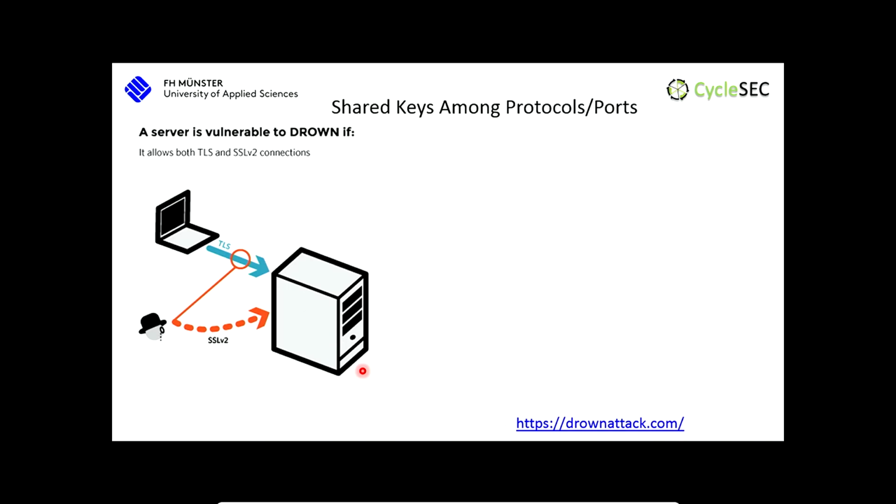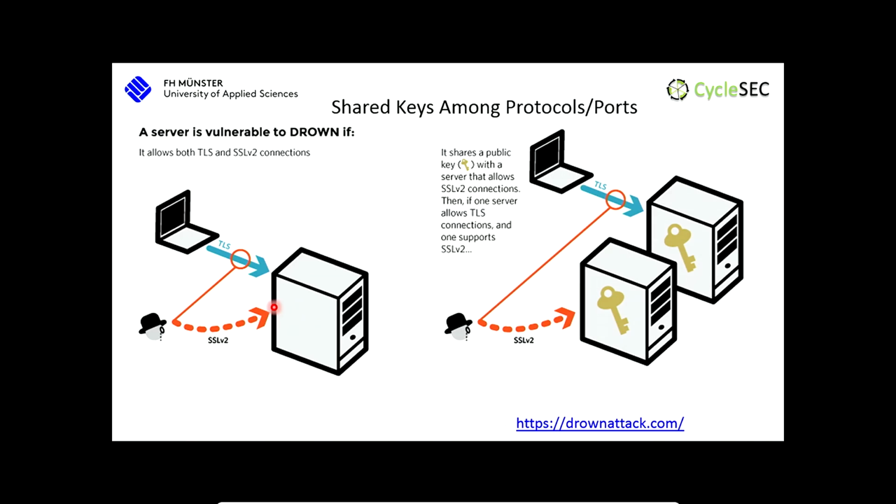This is pretty clear, right? So when we have a server and it accepts TLS connections and SSL version 2 connections, then an attacker can eavesdrop on this TLS connection, record it, and use this server as a Bleichenbacher oracle over SSL version 2 in order to break it. So if a system supports SSL version 2, all the TLS connections that go there can be broken as well. That's pretty clear.